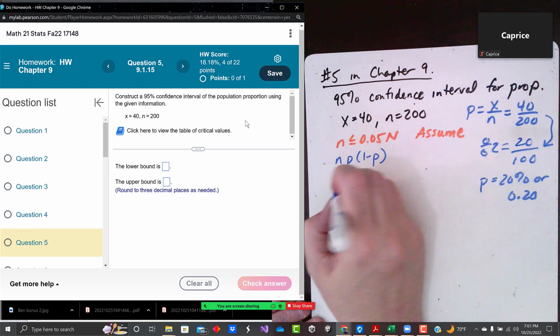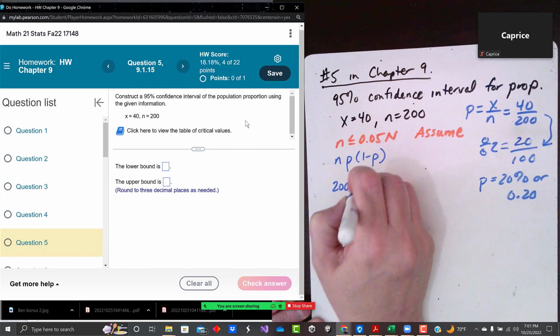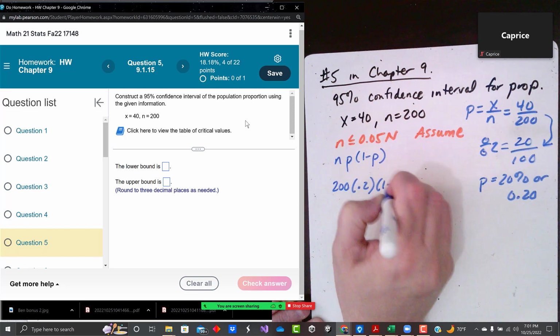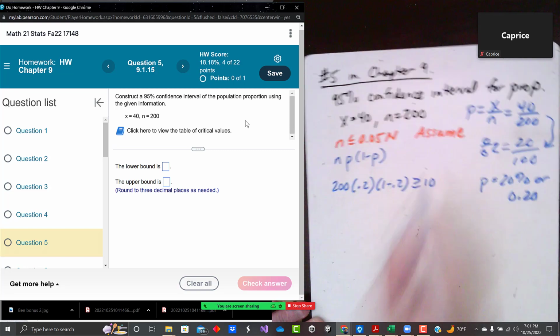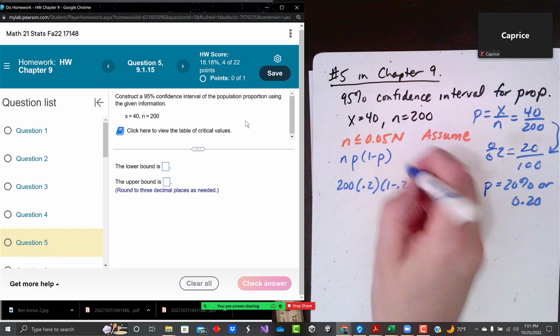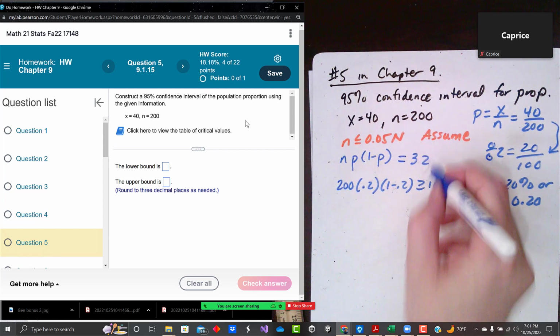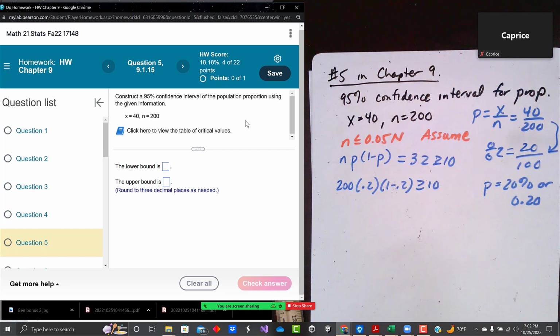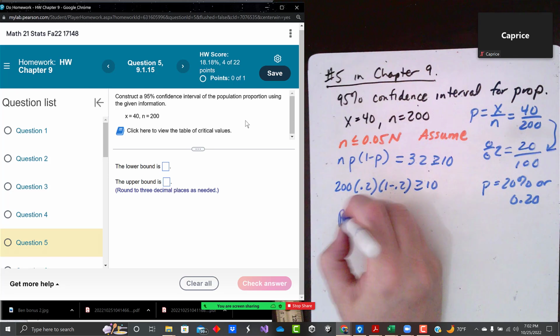So I need n times p times 1 minus p: 200 times 0.2 times 1 minus 0.2. I want that to be greater than or equal to 10. Let's just verify that it is. I'm getting 32. So 32 is greater than or equal to 10, so we can do this. So I've got my p is 0.2.